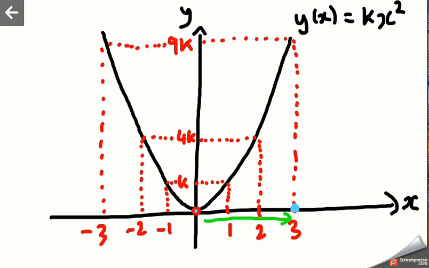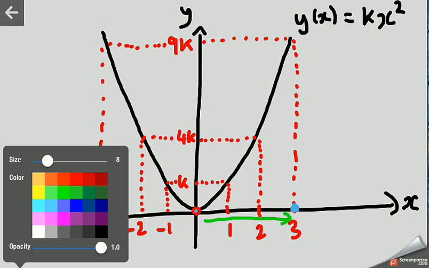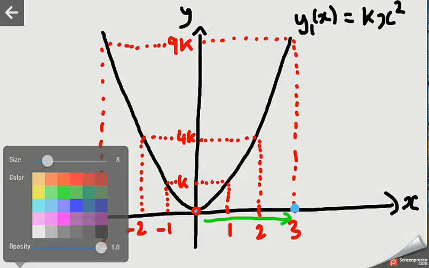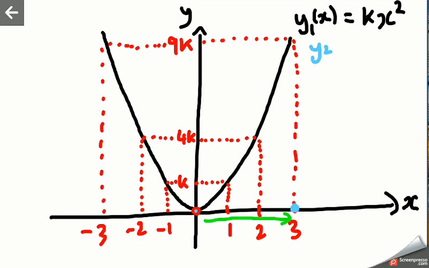And that gives us a hint of what our new function should look like. I'm just going to write it down, and we'll check that it works later. To make sure things don't get confusing, I'm going to call this function here y1 of x, and I'm going to call my new function y2 of x. And y2 of x is going to be equal to k times x minus 3 squared. K times x minus 3 squared.